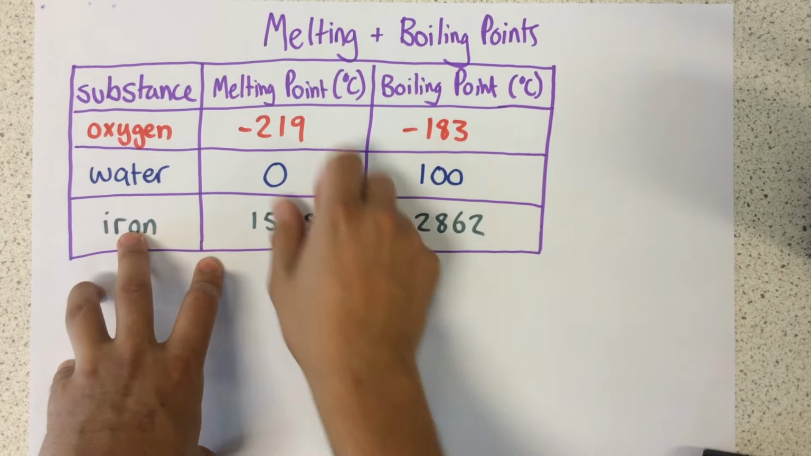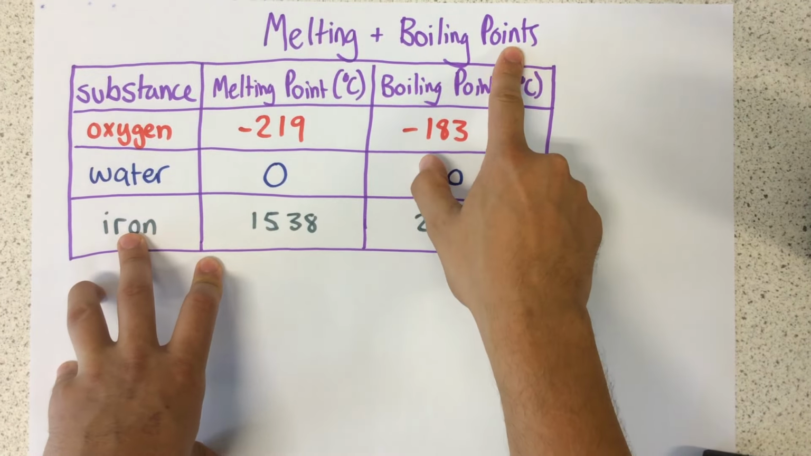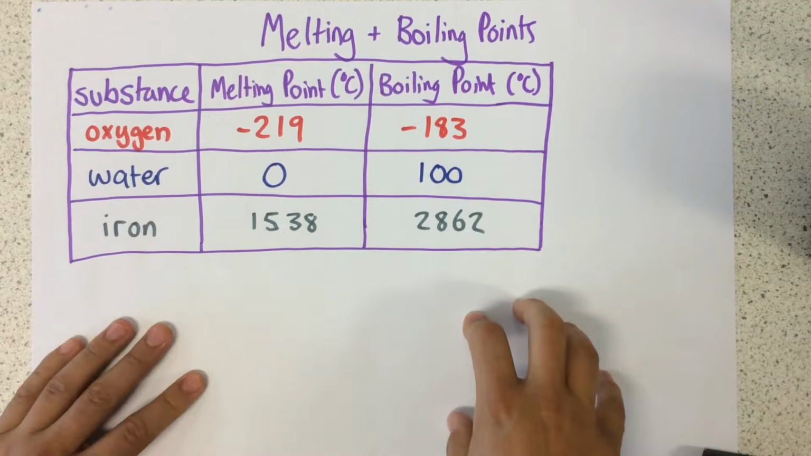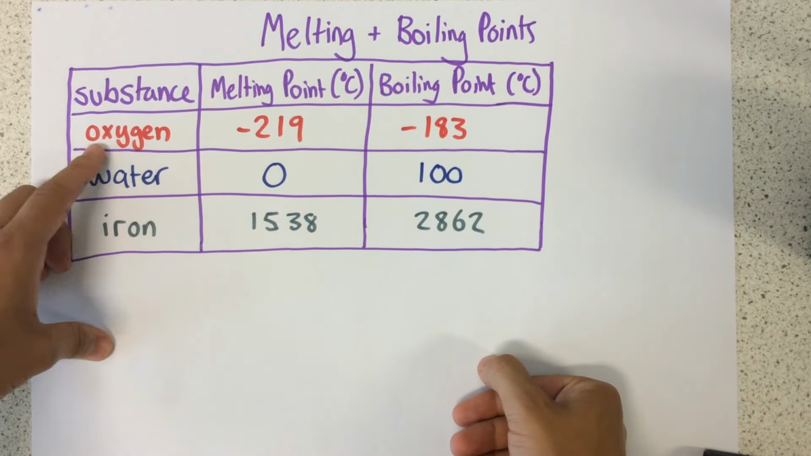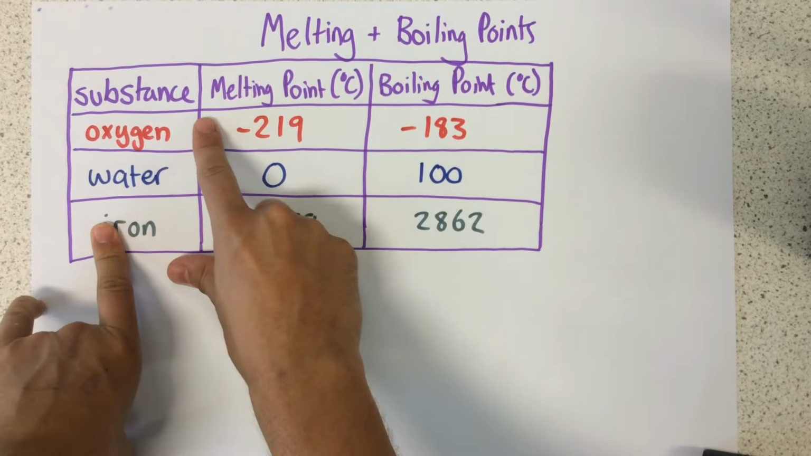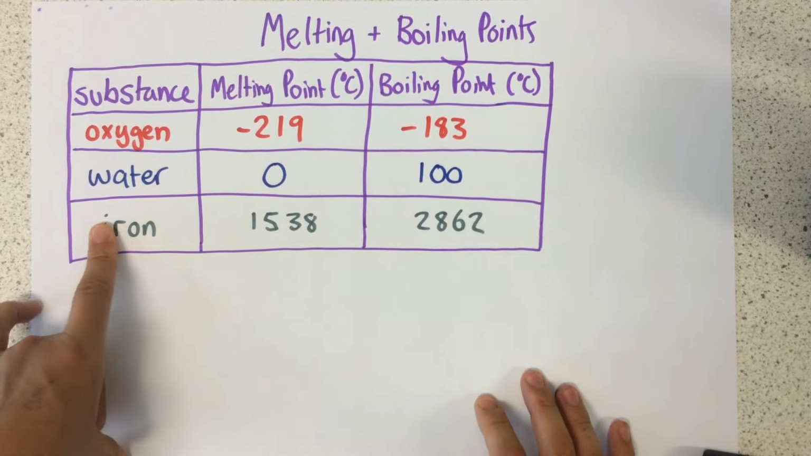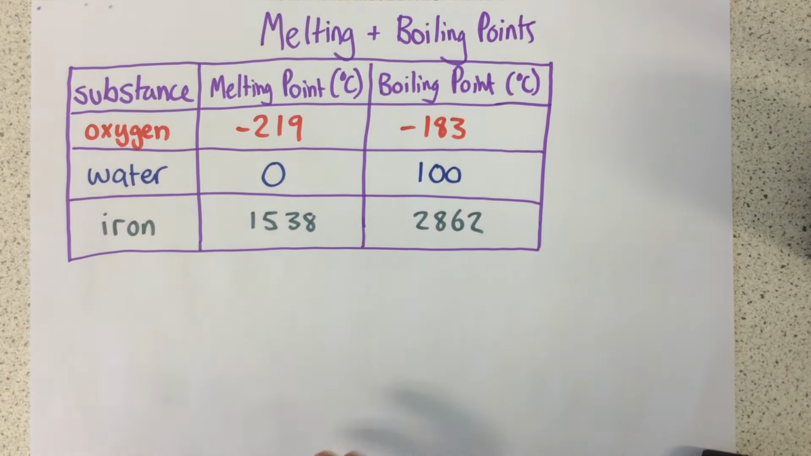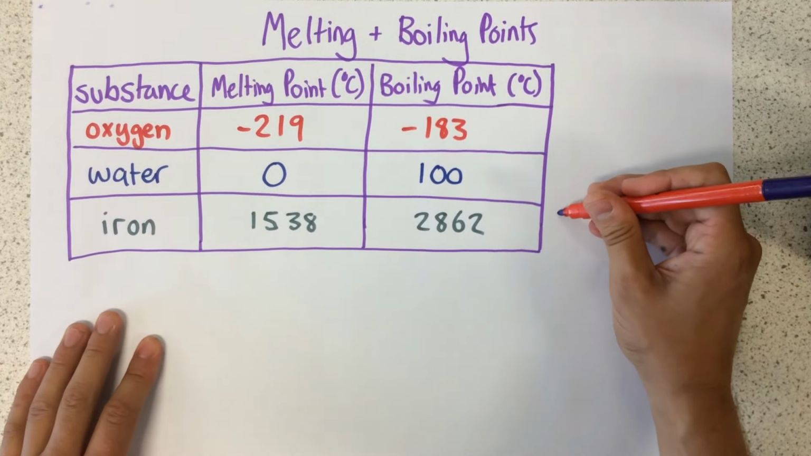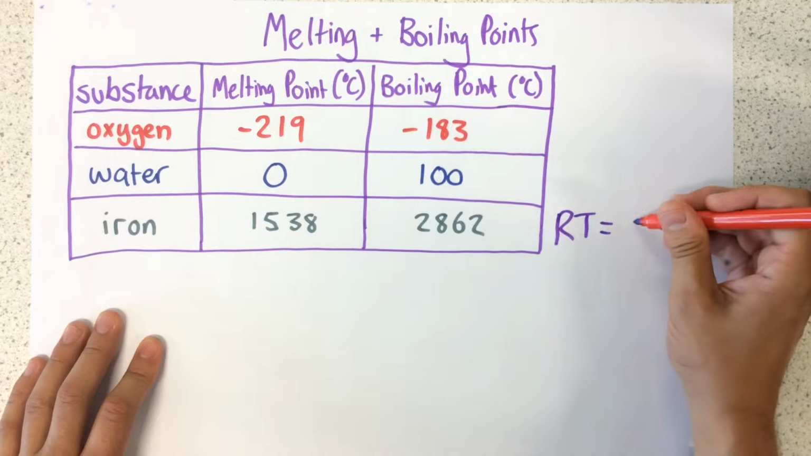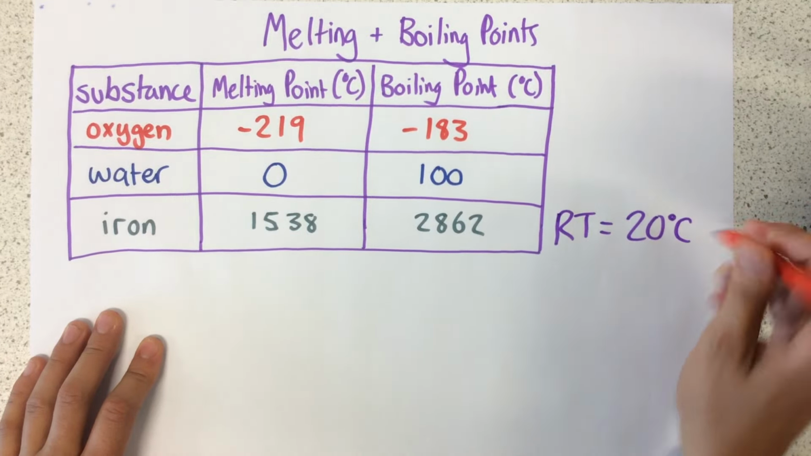Okay, today I'm going to talk to you about melting and boiling points. I'm going to show you how to figure out which state different substances are in, based on information about their melting point and boiling point. First off, let's imagine we're in a room. Let's say this particular room is 20 degrees Celsius.